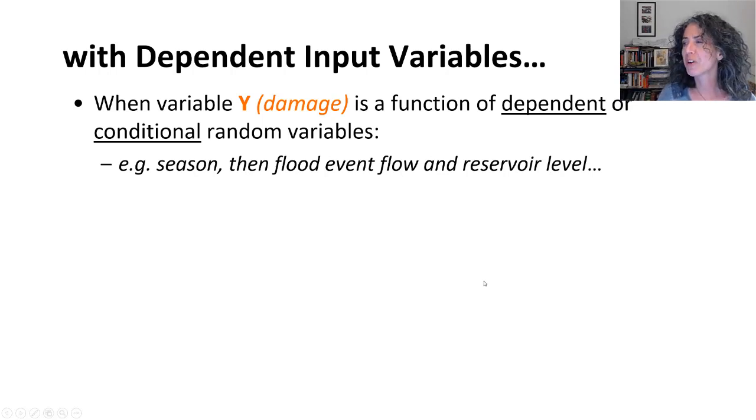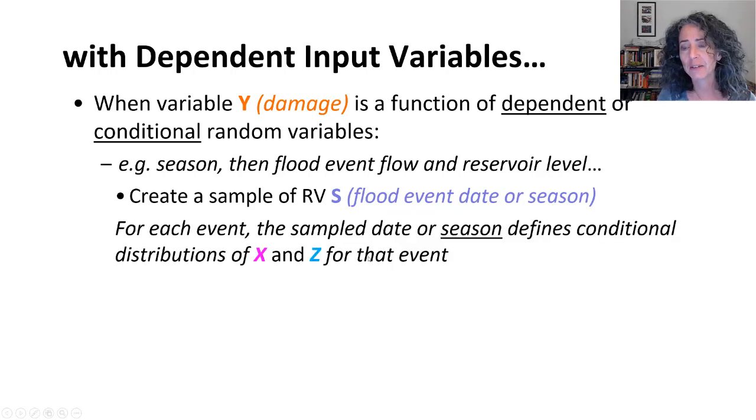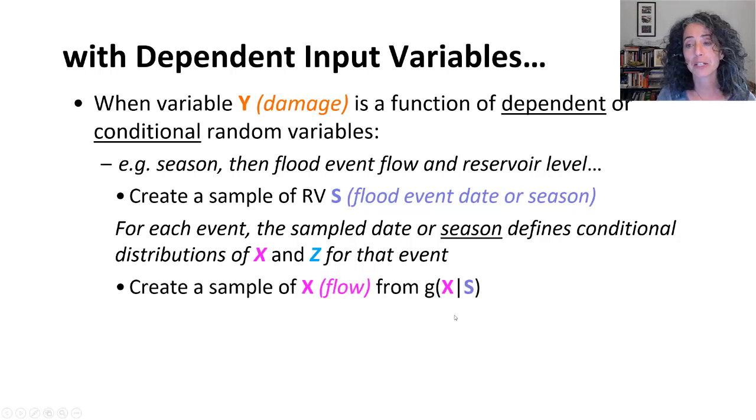Maybe the reservoir is kept at different levels at different times of the year, and so the season matters, and the likelihood of flood event flow is going to vary by the season as well. So maybe we create a random sample of season first, right? For each member of the sample of season, we're then going to sample our flow and our starting storage for that event from conditional distributions based on season, right?